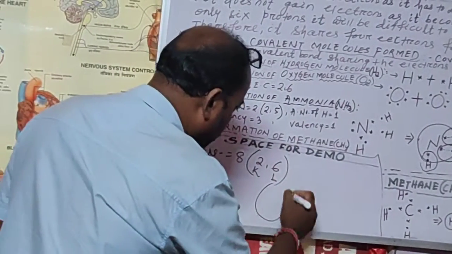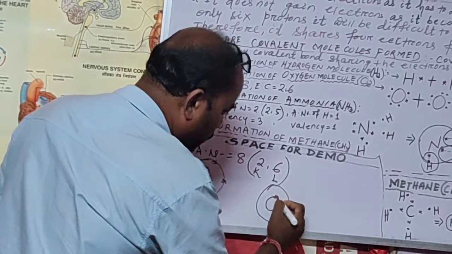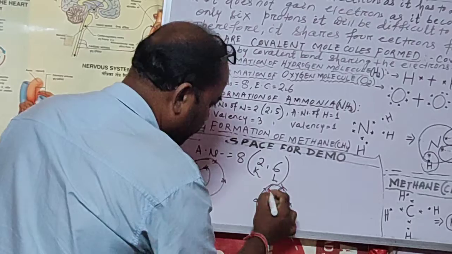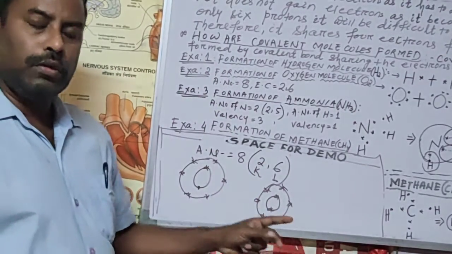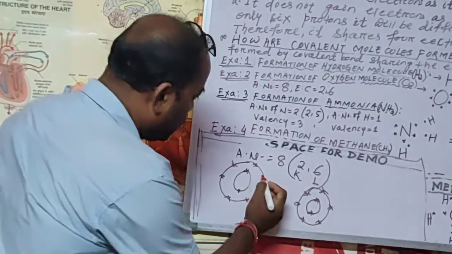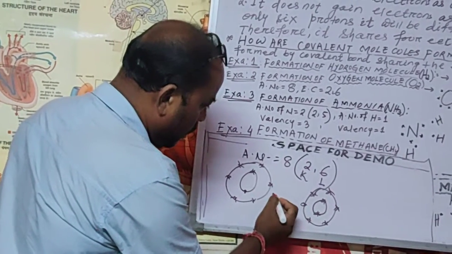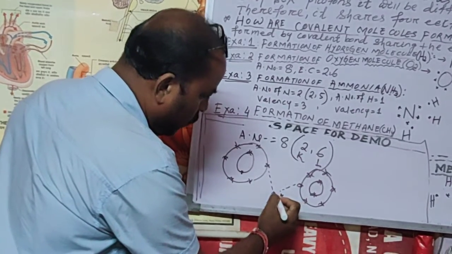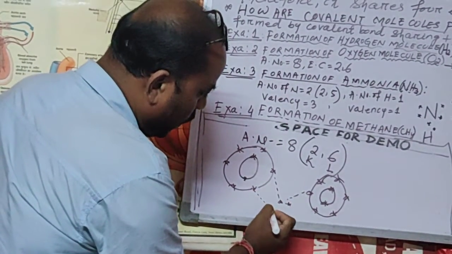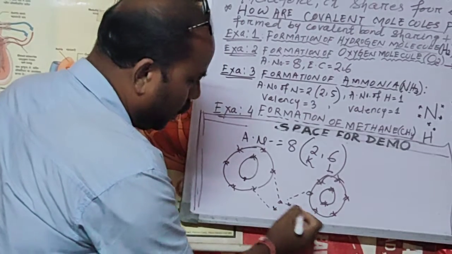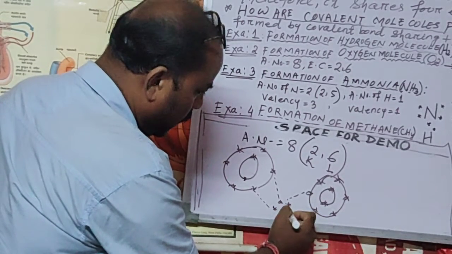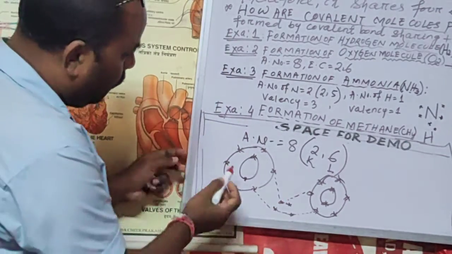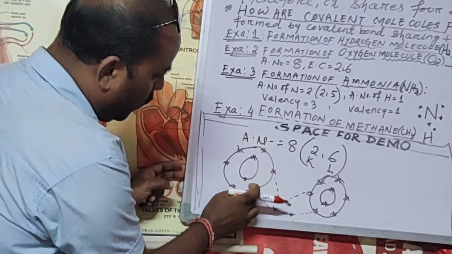Another oxygen is also coming. Its inner orbit is completed, and the outer orbit also has 1, 2, 3, 4, 5, 6. So it also needs 2 electrons. So this one says I will share 1 electron here. So 1 electron comes here, now 1 electron, 1 bond. Again it says 1 more electron I will give, and the other will also give 1 more electron. So another pair is coming, and another bond is formed. So now you see, this electron is coming here.